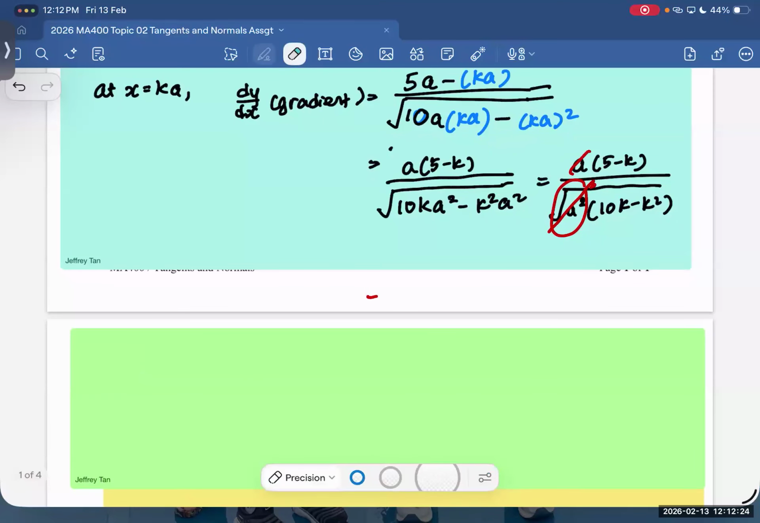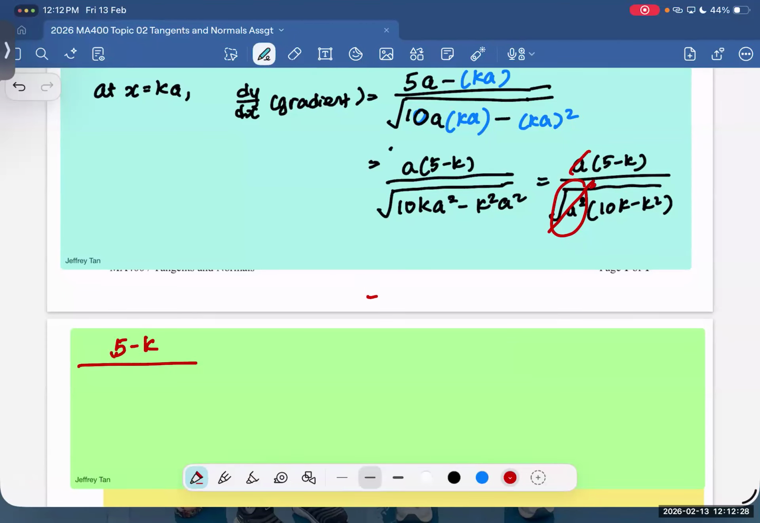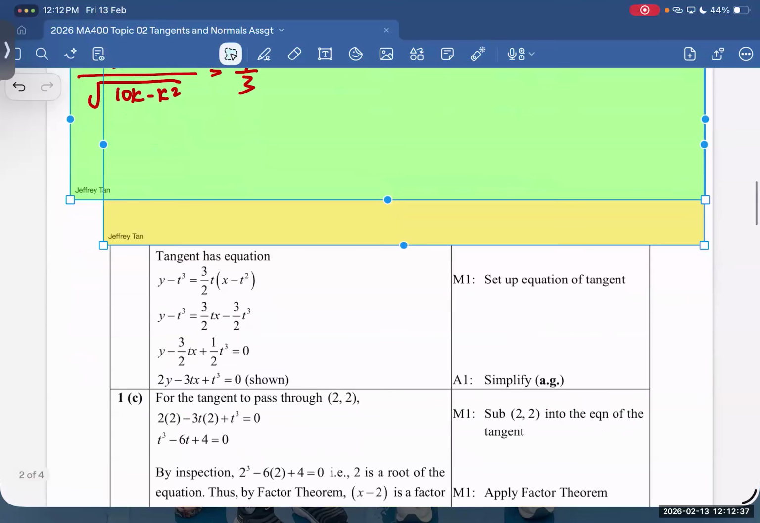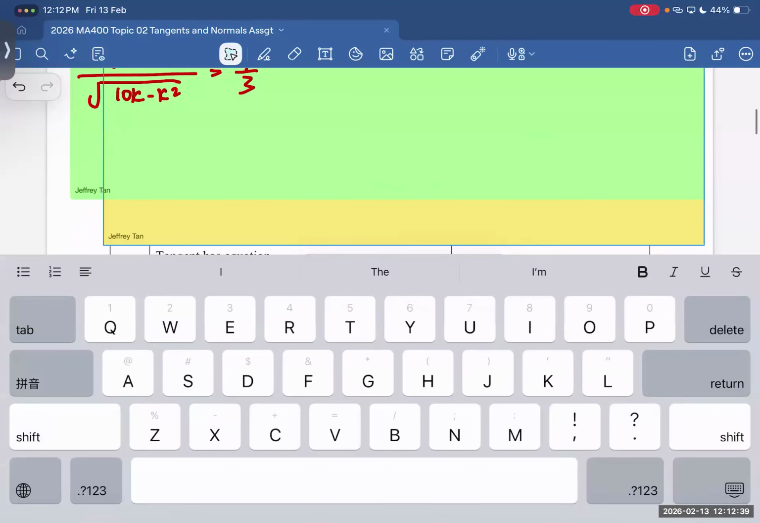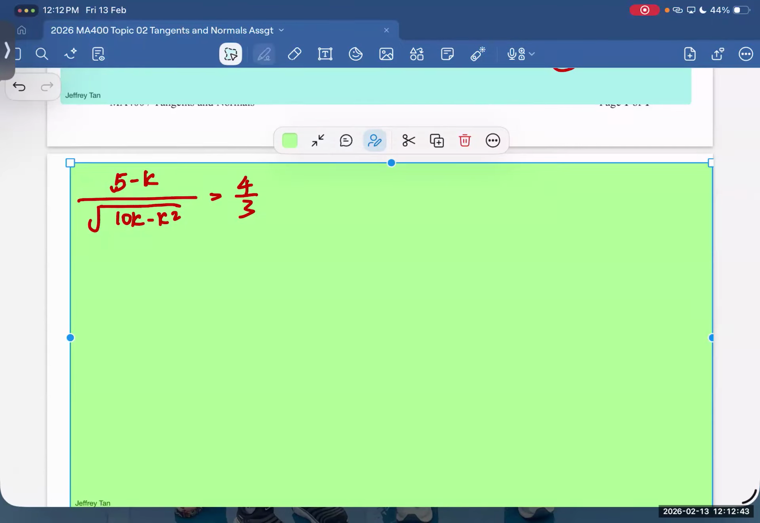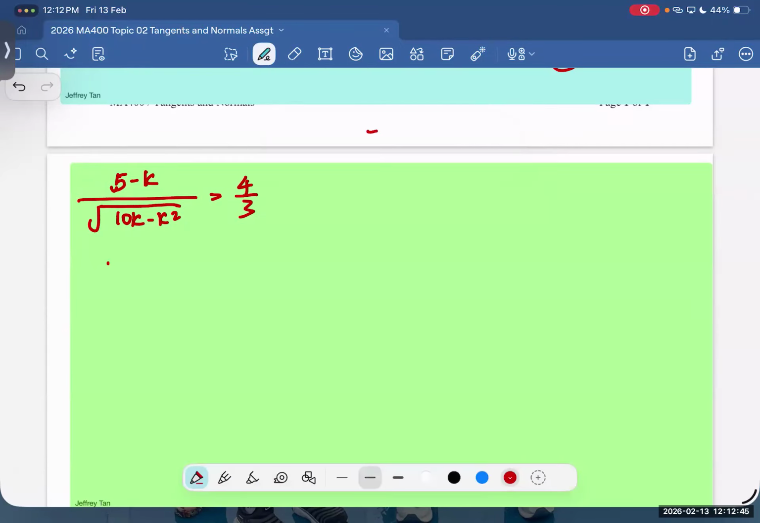So now 5 minus k over the square root of 10k minus k squared equals 4/3. Usually what do we do, guys? We, very good, cross multiply. Okay, please help me check if I make any mistake because I'm also doing this live.